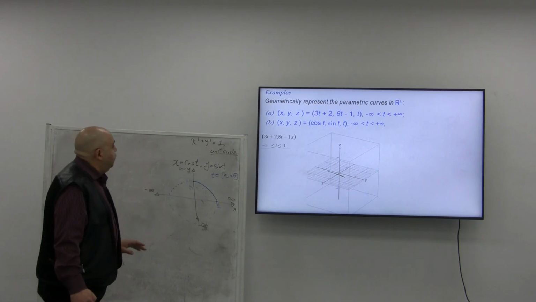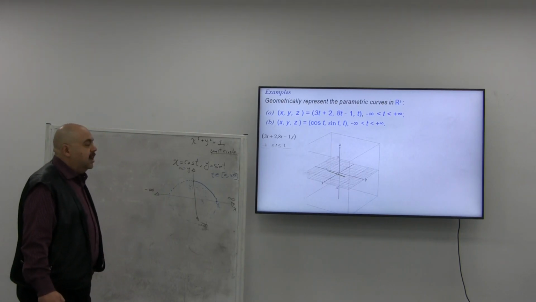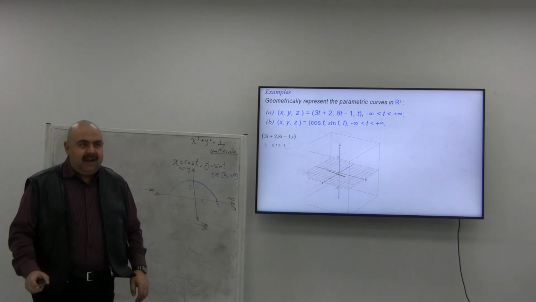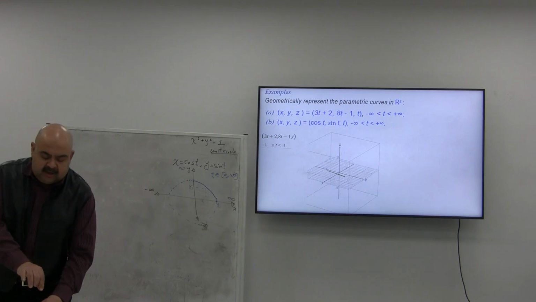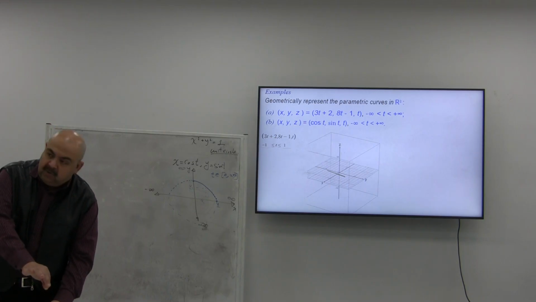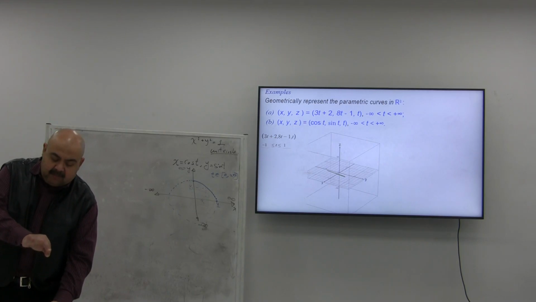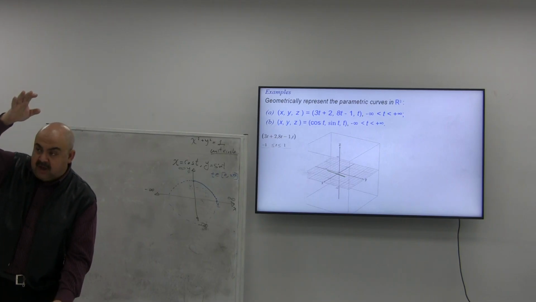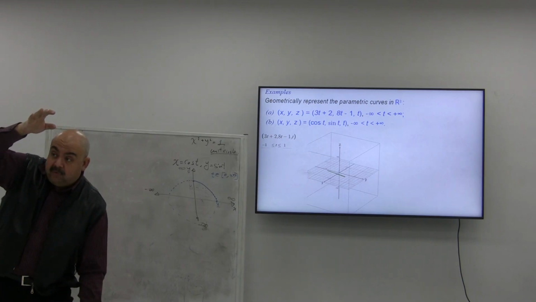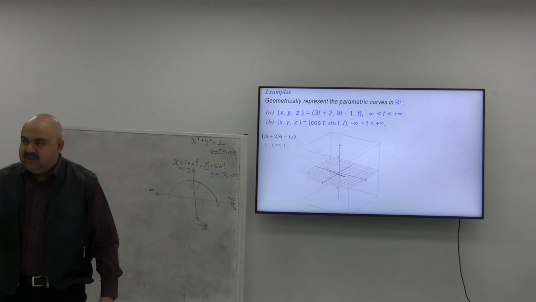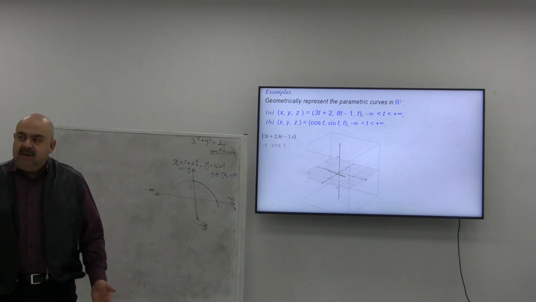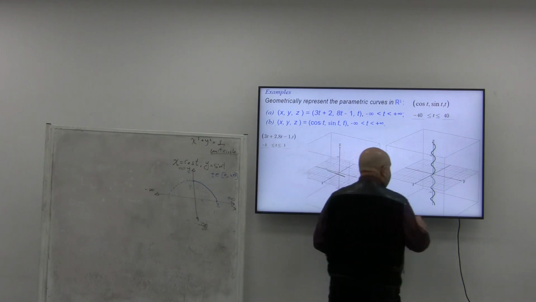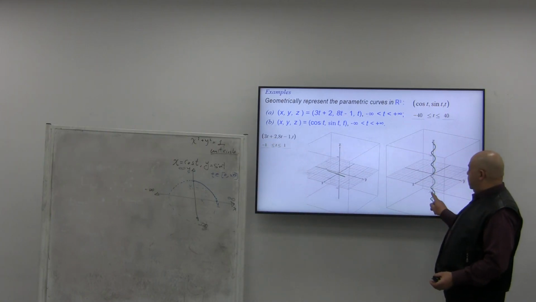Okay. For the other equation, which is cosine t, sine t, and t, what do you expect from this equation? It's like a circle. But I've taken one of its sides and I'm going to raise it up to positive infinity, and I will take the other side and move it beneath by 1 up to negative infinity in the z direction. So how is it going to be? It's going to be a spiral. This is going to be the shape of a spiral. Can you see it? It's a spiral.